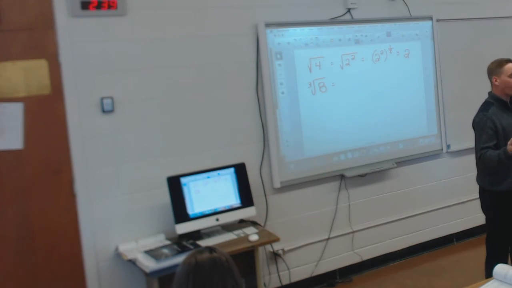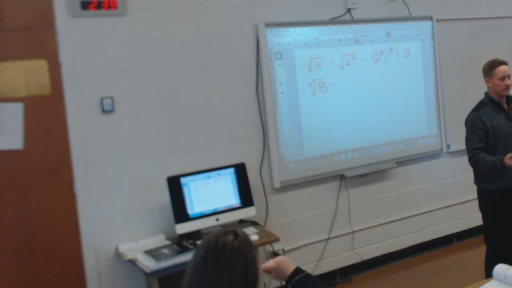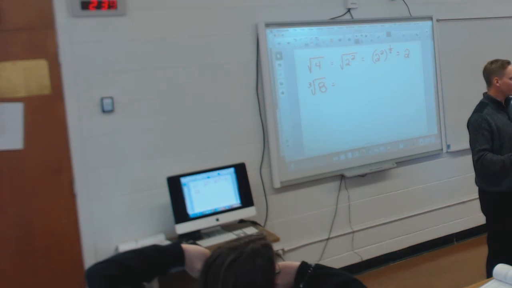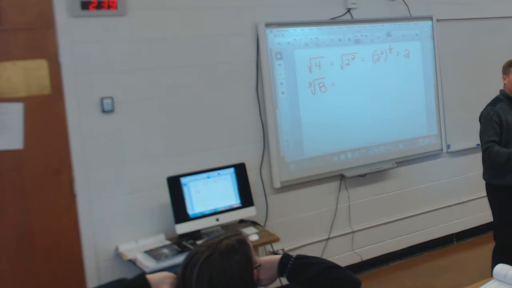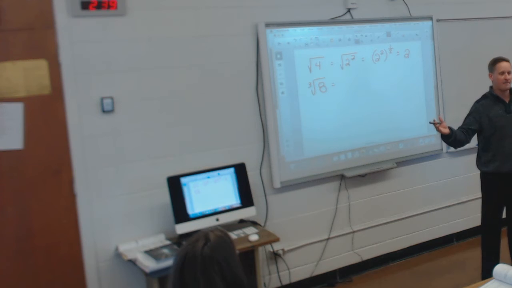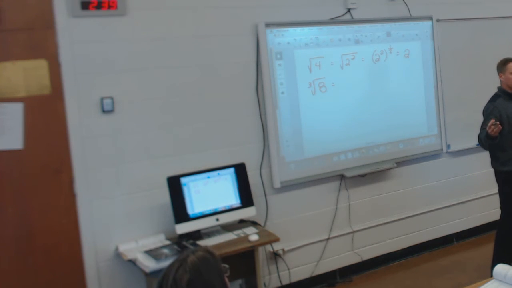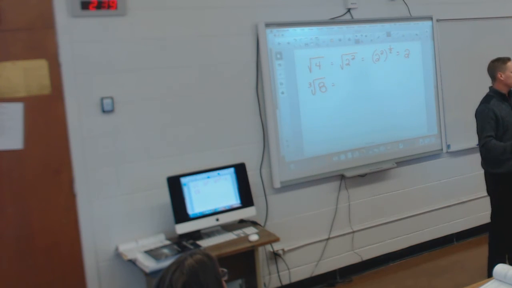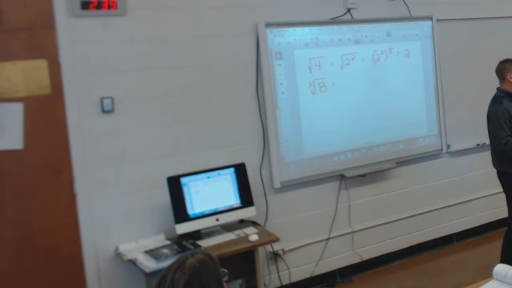What's 4 times 4? 16. 4 times 4 is 16, so we're already over that. So it can't be 4. What is it? 2. The answer is 2. The cube root of 8 is 2.